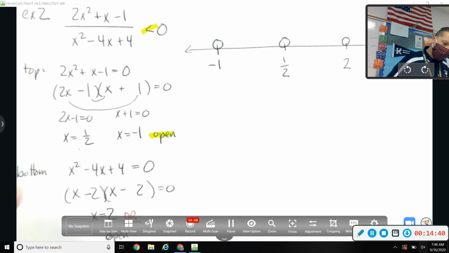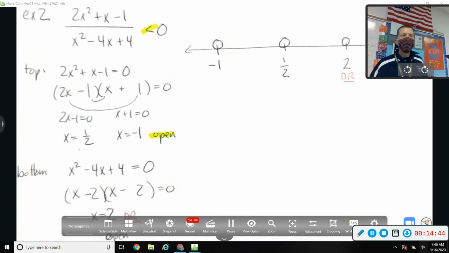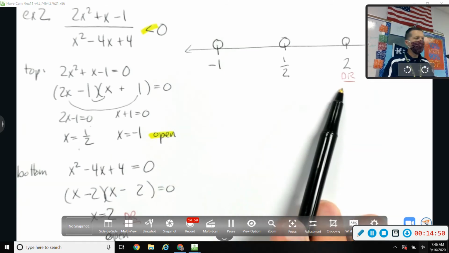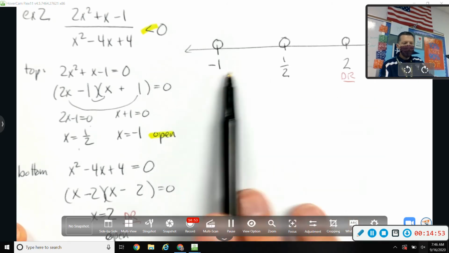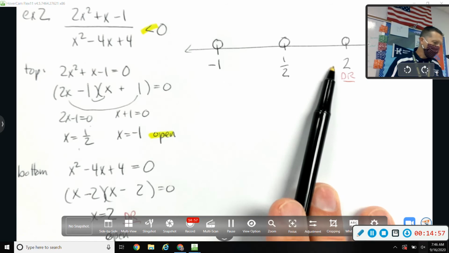I don't have to label this a double root, but I'm going to because I'm already thinking ahead about the alternating thing, and I know the double root's going to mess with that. So when the alternating thing doesn't work, I'll remember why: because there's a double root there.